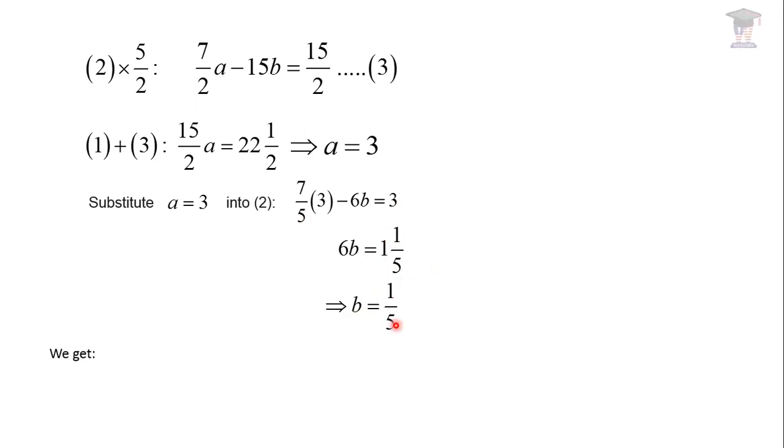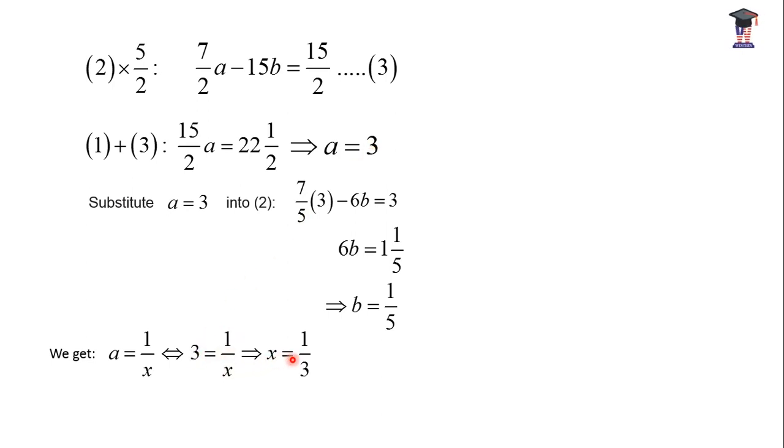Okay, after I get a and b, that is not the answer we want to find. What we want is the value of x and y. So we need to substitute what we let in the beginning. a equals 1 over x, and a is 3 here. So 3, which is a, equals 1 over x.